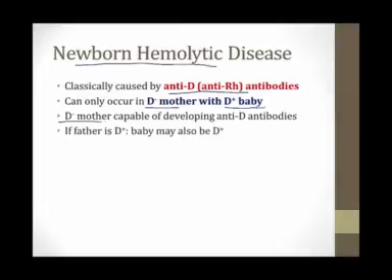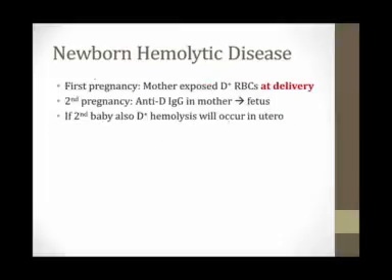A D negative mother is capable of developing anti-D antibodies, so if the father is D positive, the baby can also be D positive. The way the antibodies develop is that during the first pregnancy of a D negative mother with a D positive baby, the mother is exposed to the D antigen on the baby's red blood cells at the time of delivery. At delivery, there is some mixing of the baby's red cells with the maternal system, and this can expose the mother to the D antigen and stimulate an immune response. From that point forward, the mother will have anti-D IgG antibodies.